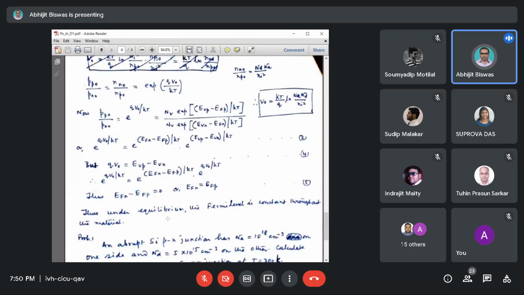So here you see that e to the power (EFn minus EFp) divided by kT is equal to unity, that means e to the power 0. Therefore, EFn minus EFp must be equal to 0, and it gives you EFn equal to EFp. That means the position of the Fermi level on the n side must be equal to the position of the Fermi level on the p side. That is, under equilibrium, the Fermi level is constant throughout the material.